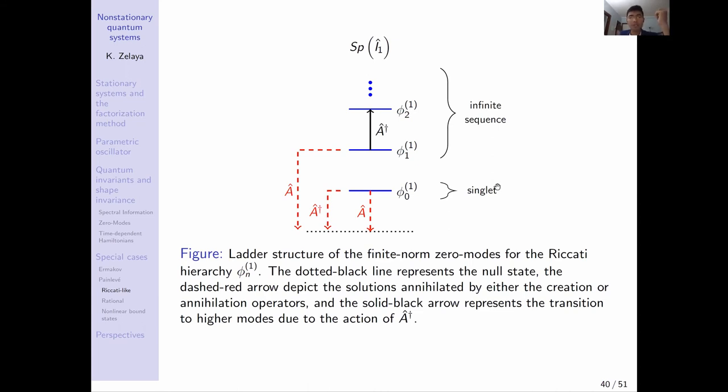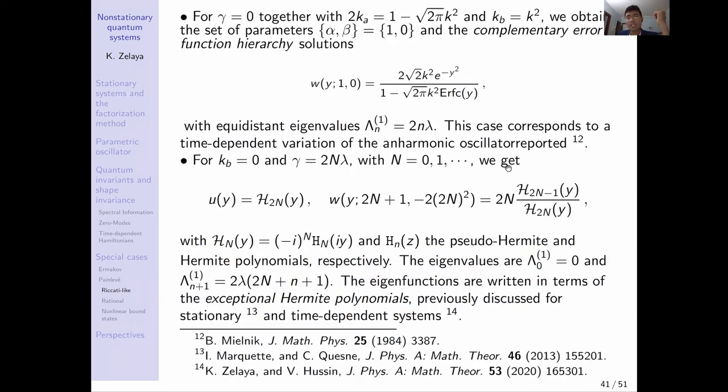Well, here I have some specific solutions to the Riccati equation. But I will not discuss this in detail because there's not much time left. In summary, this is an error function-like solution. These are rational solutions. This is a particular case of the next one. And basically, these are the kind of solutions we can generate by Painlevé.